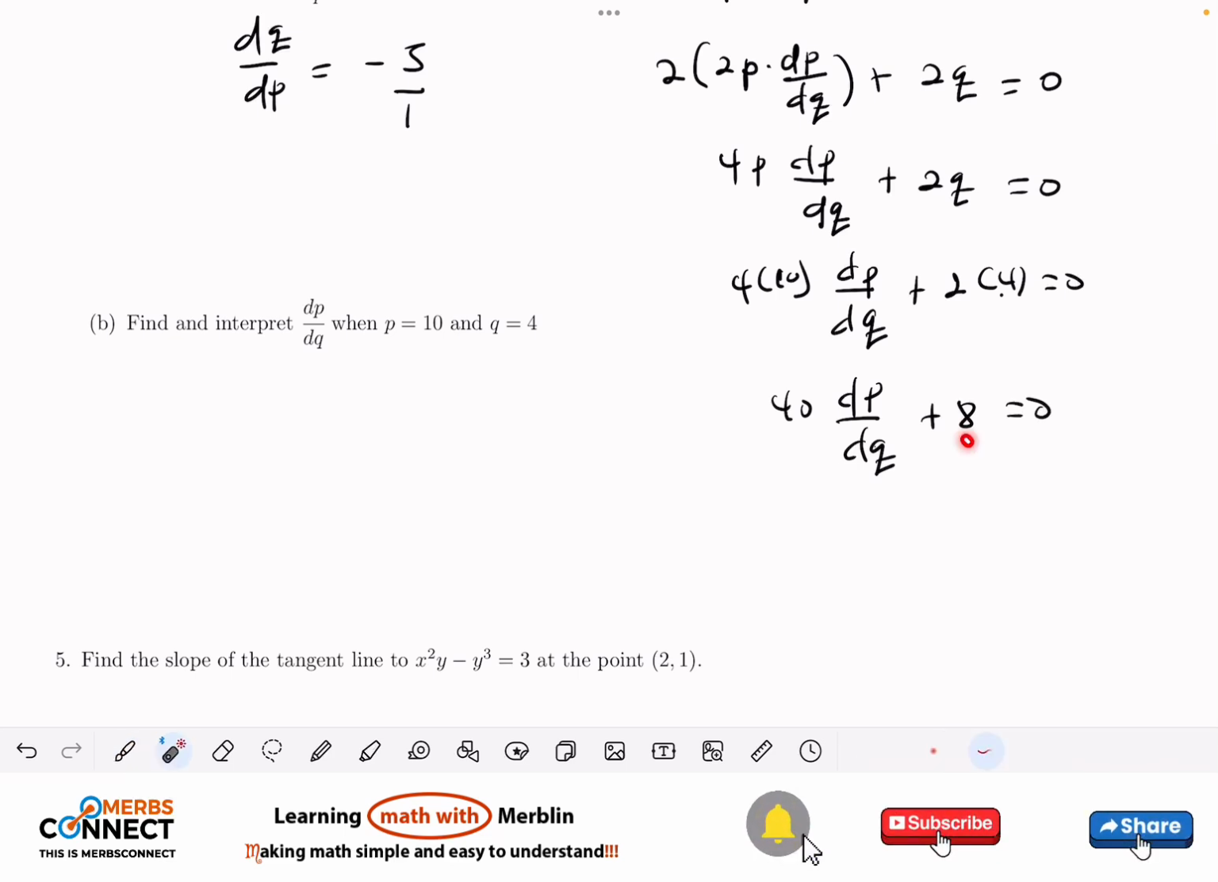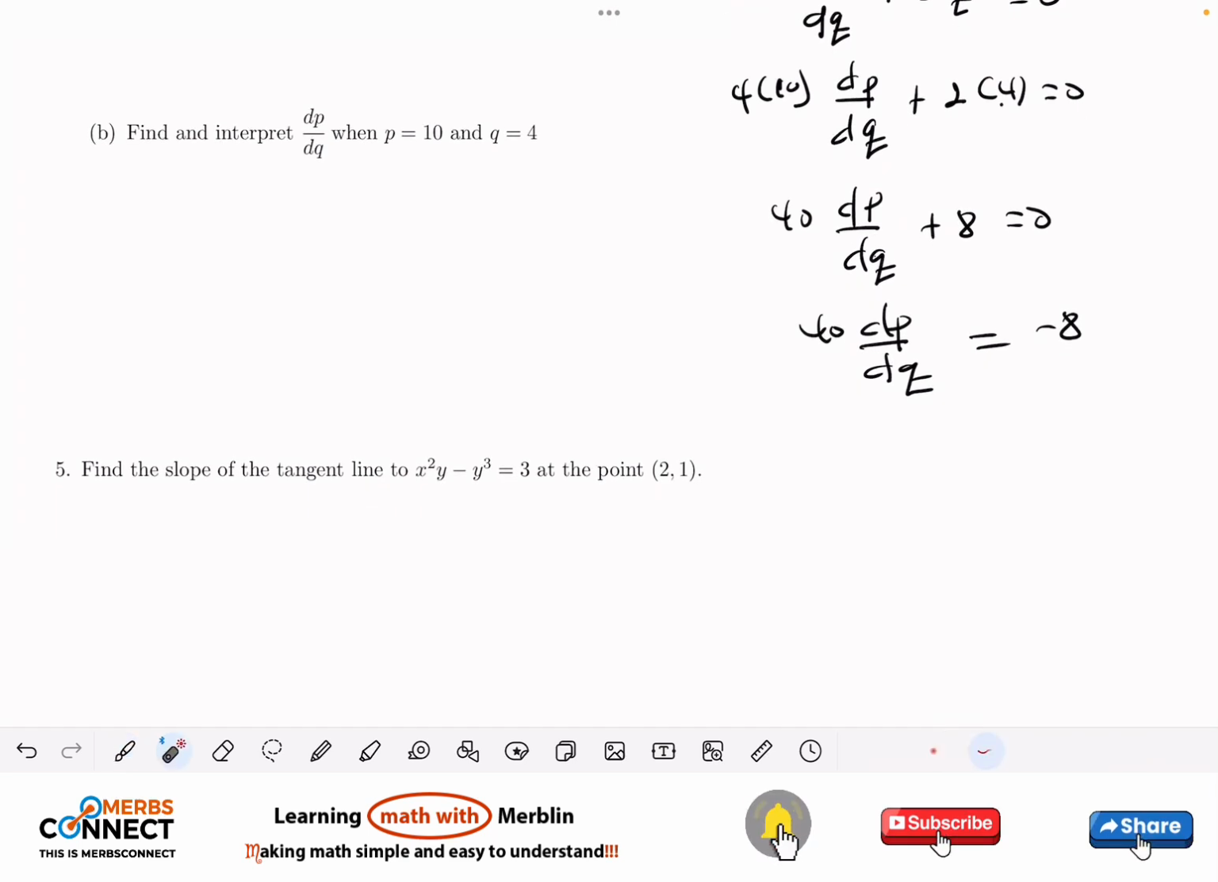So I'll move this to this side. In other words, minus 8 minus 8. So 40 dp over dq equals minus 8. I'll divide this one by 40, divide this one by 40. So I'll have dp over dq equal to minus 8 divided by 40. 8 goes into itself 1 and goes into 40 5 times.